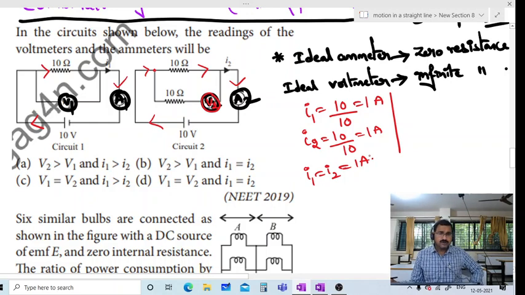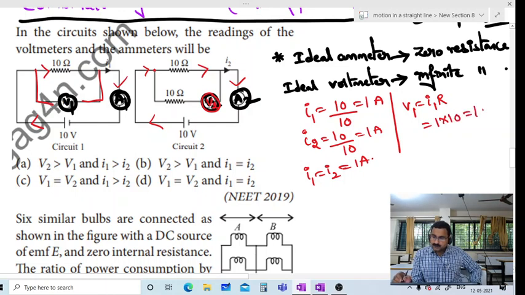V1, the voltmeter reading. What is the formula for that? V is equal to I into R only. It is across the 10 ohm only. So V1 is equal to I1 into R in the first case. I1 means 1, into R which is 10, that is equal to 10 volt. Second one, V2.